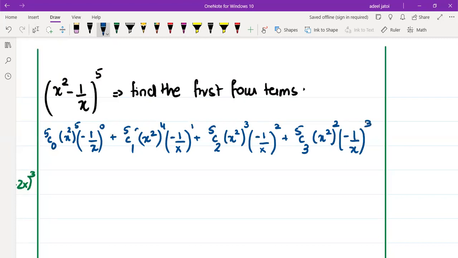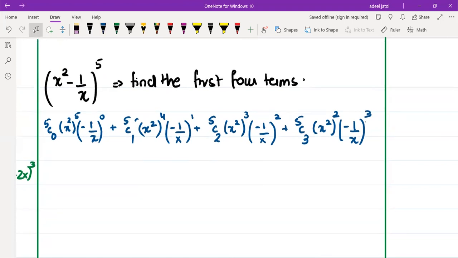And in all the terms, if you see, in term 1 the power taken is 0, term 2 power taken is 1, term 3 power taken is 2, term 4 power taken is 3. So that means that always the power is 1 less than the term.